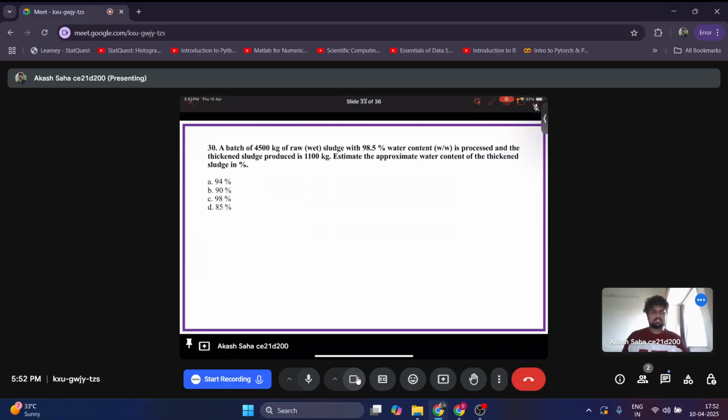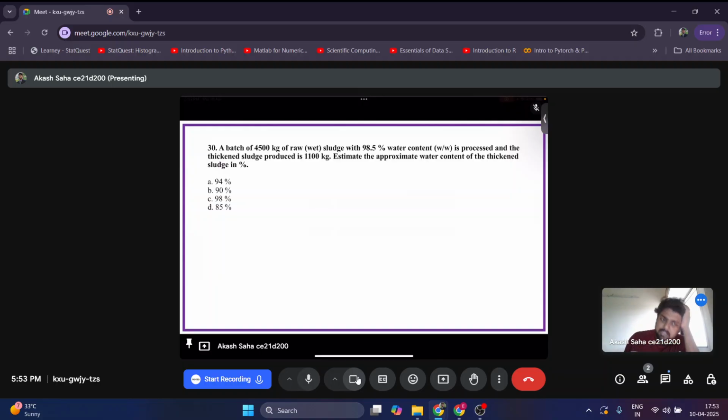Okay, so now let's see some more problems, based on similar lines, but the way it is asked is different. It says that a batch of 4500 kg raw wet sludge with 98.5% water content, weight by weight, is processed, and the thickened sludge produced is 1100 kg. Estimate the approximate water content of the thickened sludge in percentage. We have four options here. Please try to solve it and then we will discuss the answer. I'll wait for some time.